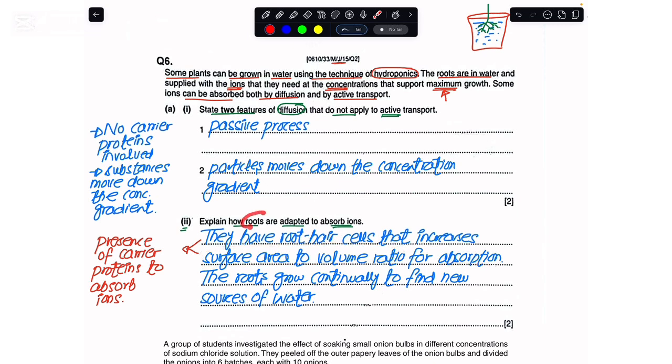And at the same time, we know that roots continually try to grow into the soil at a greater distance so that they can find new sources of water. Other than that, you could say that since the roots have root hair cells, they have the presence of carrier proteins, and that allows them to absorb the ions.